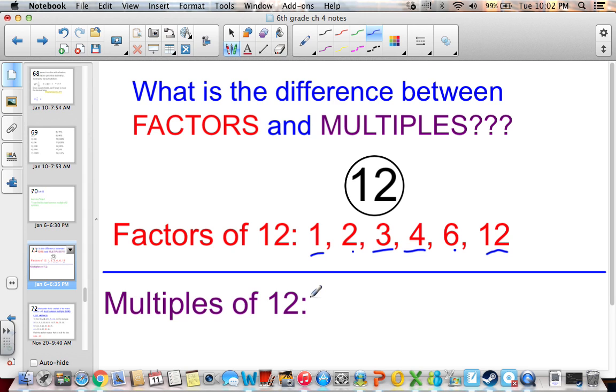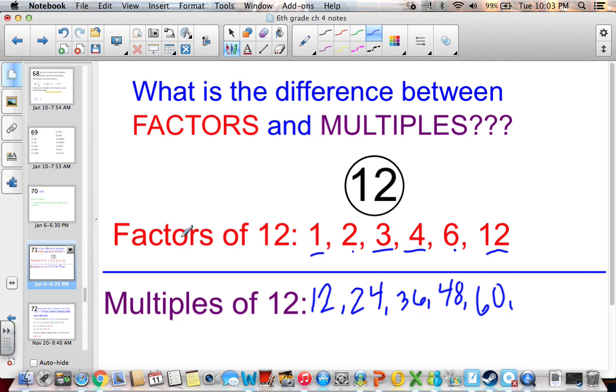Multiples of 12, you start at that number, so we're going to start at 12, and we're going to count by 12s. So 12, 24, 36, 48, 60, and so on. Okay, and these go on and on forever. So multiples are the same or equal to or greater than.